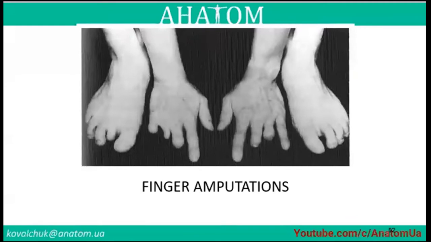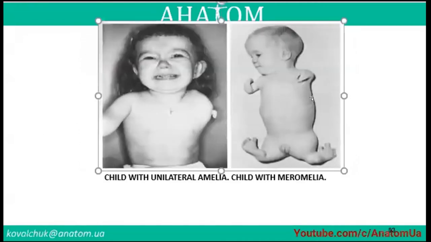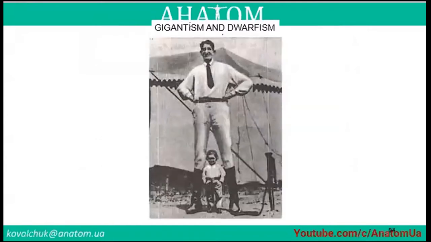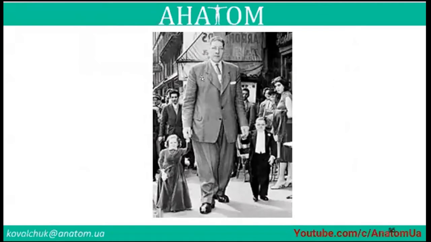Other cases may occur, for example, with amputation of the fingers, or when different teratogens influence the human organism. A teratogen is something very harmful to the human body from the fetus to birth. And some disorders are gigantism and dwarfism, when a person has too much somatotropin hormone from the hypophysis influencing the human body at different ages.